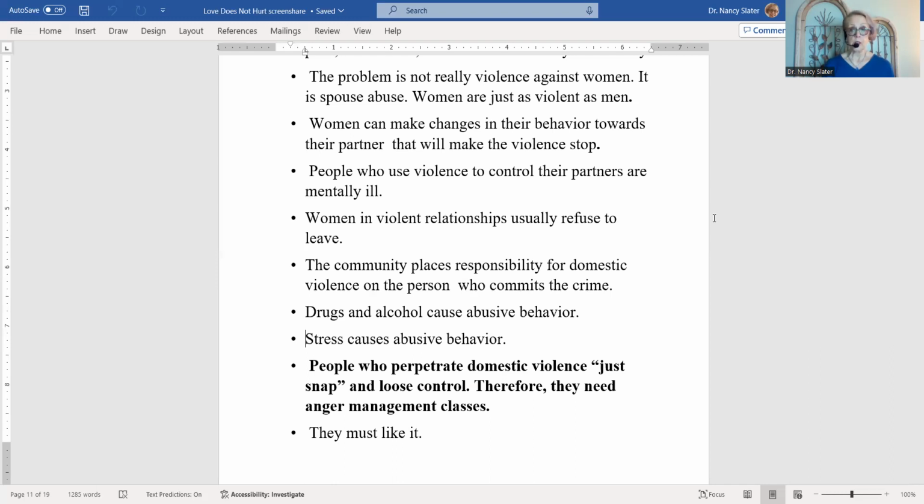Another myth, which we still hear today: women can make changes in their behavior toward their partner that will make the violence stop. No, we've all tried and it didn't work. There was just something else to be angry about. If we burnt the toast and we were harmed because of it, and we no longer burnt the toast, I can guarantee you it was because the mashed potatoes were runny, or the coffee was too cold, or dinner was too late. So women can't really stop violence, I'm sorry to say, even though we victims would certainly want to.